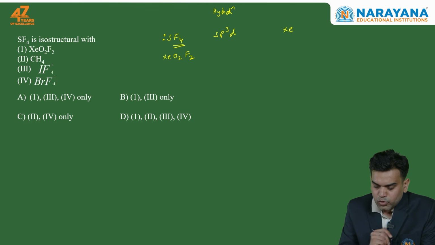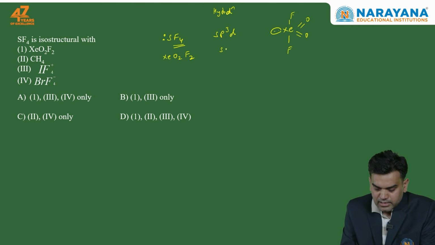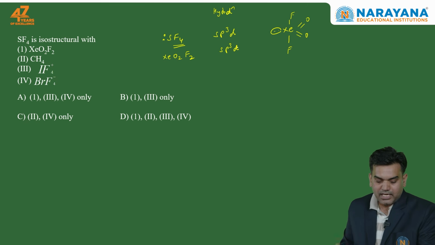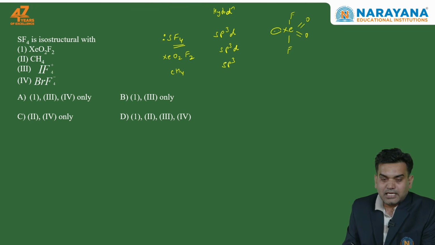So XeO2F2 has one lone pair. This fluorine, double bond O and double bond O. This kind of structure it would have, but again I have to say it is sp3d hybridized. CH4 is a normal case that we know, its hybridization is sp3. It is tetrahedral in shape.